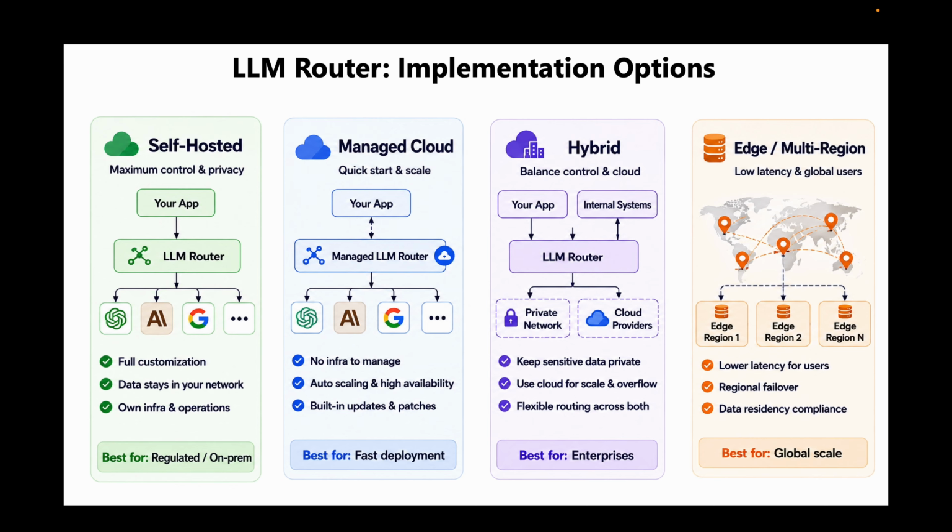The right choice here depends upon the priority. If the priority is control, then self-hosting is the best option. If the priority is speed, then managed clouds can be considered. In case you need the flexibility of both control and speed for different workloads, you can have a hybrid implementation. And for global reach, edge or multi-region implementation can be a good option.